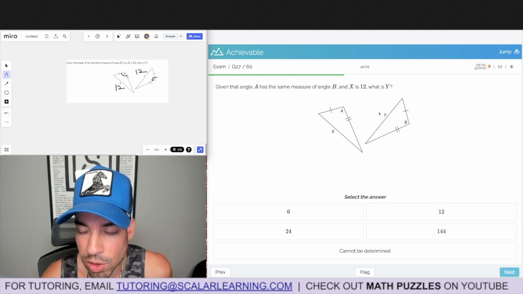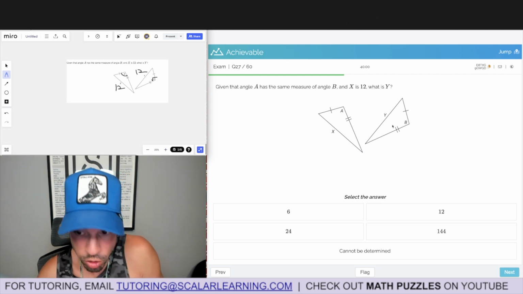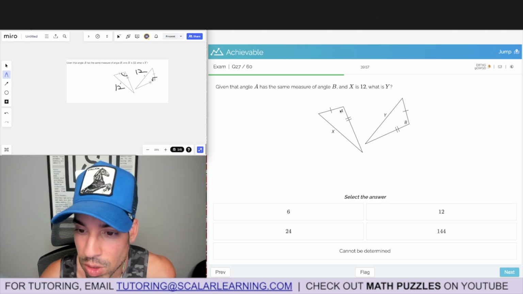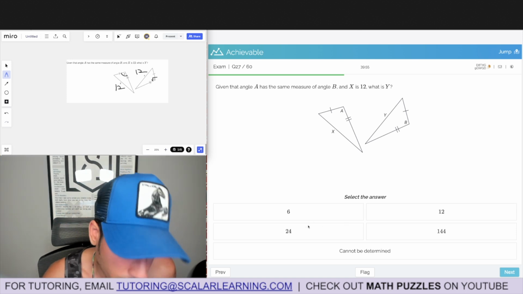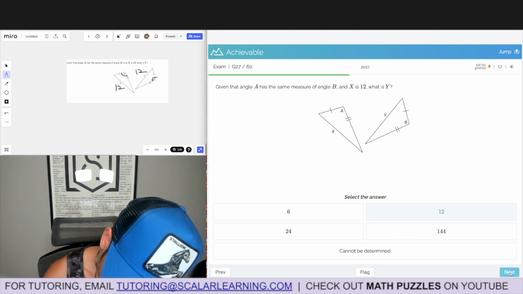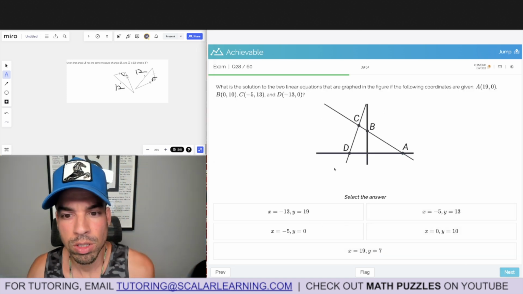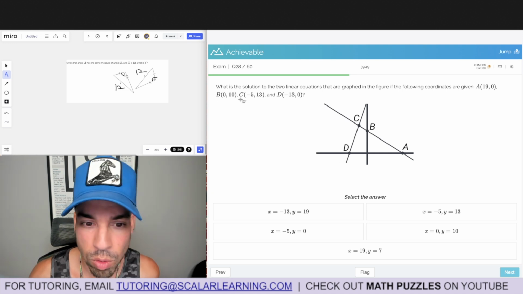They're equal. Side angle side, the triangles are congruent, which means all the corresponding sides are congruent. If A and B are equal, the opposite sides are equal. So 12 is the winner. Boom, done. All right, next, what is the solution to the two linear equations?